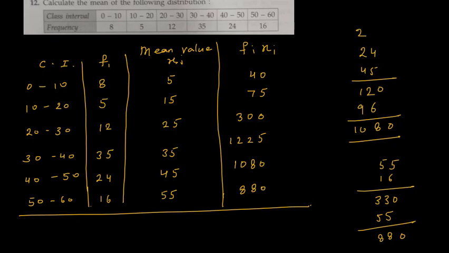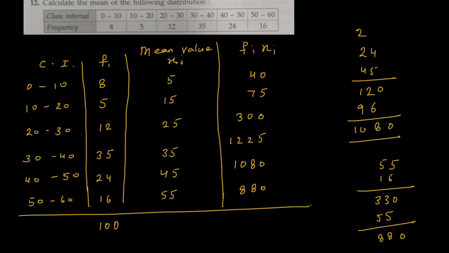Now I will add the frequency. 8 plus 5 is 13, 13 plus 2 is 15, 15 plus 5 is 20, 20 plus 10 is 30, 3 carry, so 3 plus 1 is 4, 4 plus 3 is 7, 7 plus 2 is 9, 9 plus 1 is 10. So this total is 100.